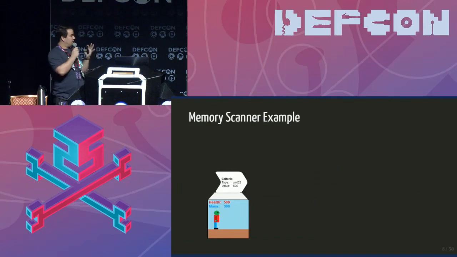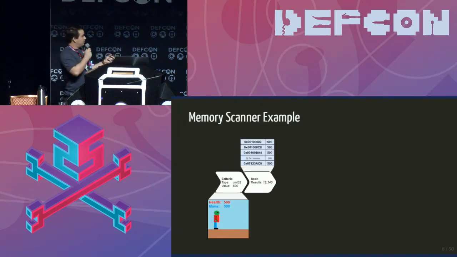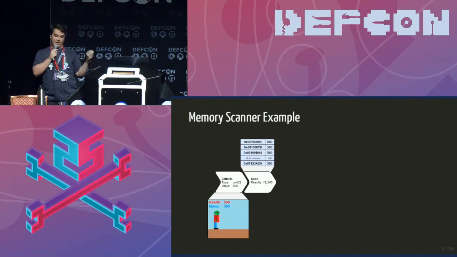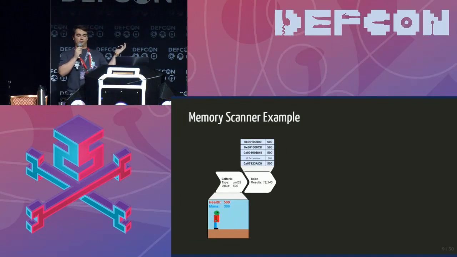So in practice, that looks something like this. We have a game and we have 500 health. So we set our criteria to 500 and int32, let's say that's the type of health. And then we do a scan and we get these results back. We have like 12,345 results or whatever that are equal to 500. Obviously, that's probably too many.